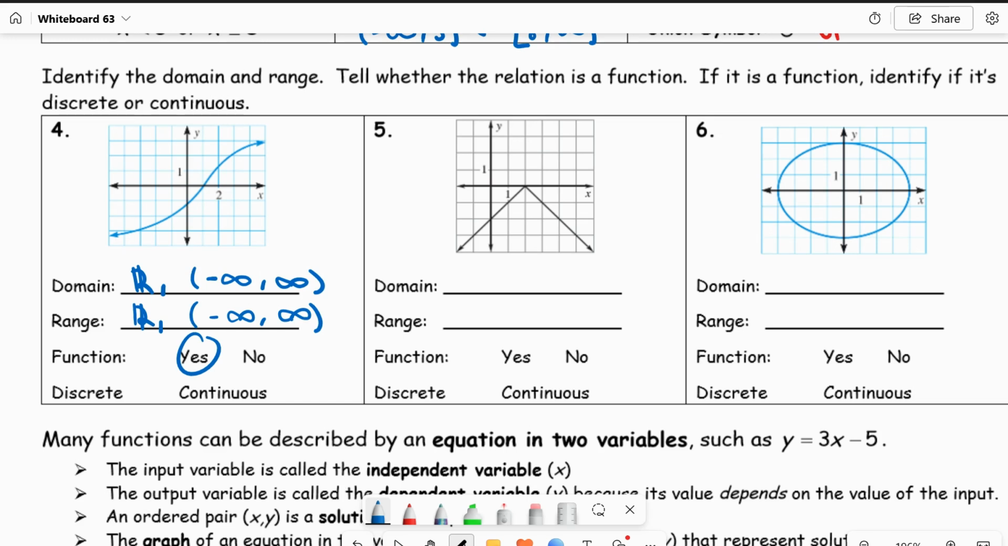And then finally, is this discrete or continuous? Remember, discrete graphs is where you have a collection of points, where a continuous graph is where you have a line. So this graph would be continuous.